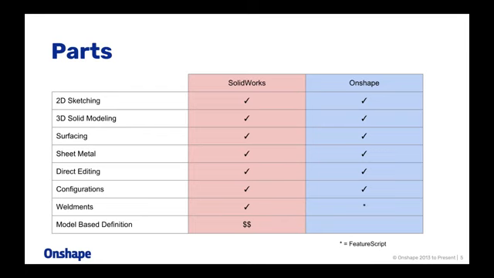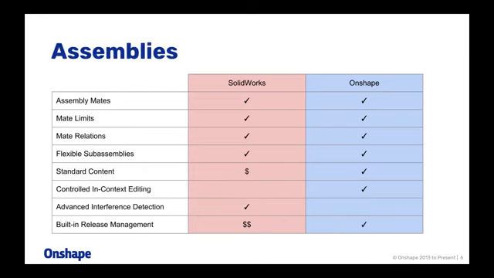As far as assemblies are concerned, we have mates, limits, relations, that's gears and so on, flexible sub-assemblies. We do them differently, which I'll show in Onshape just a little bit later. And then things like standard content, things like fasteners and so on, is included in Onshape. It is a cost extra in SolidWorks. Basically, you have to have SolidWorks Professional or Premium to get Toolbox.